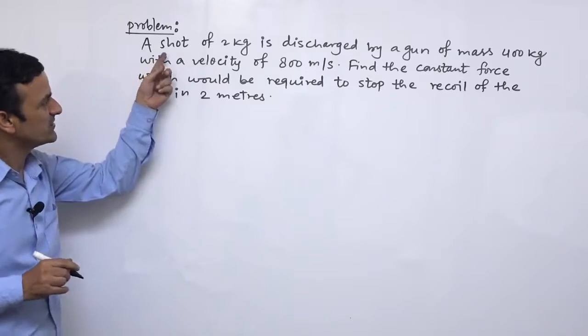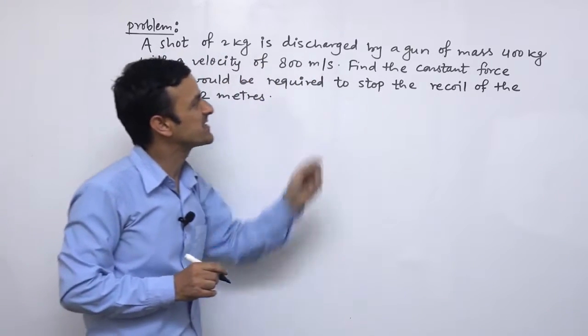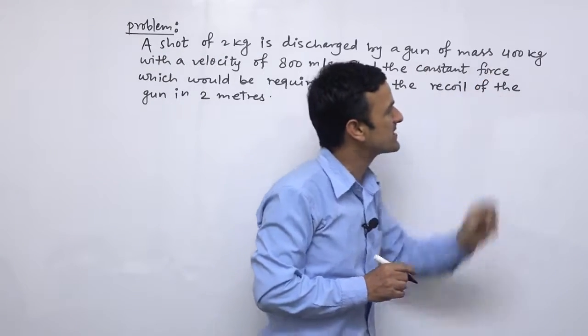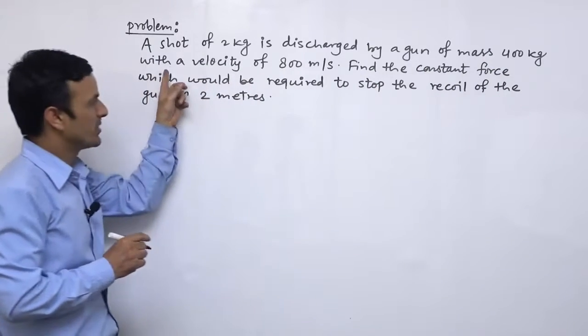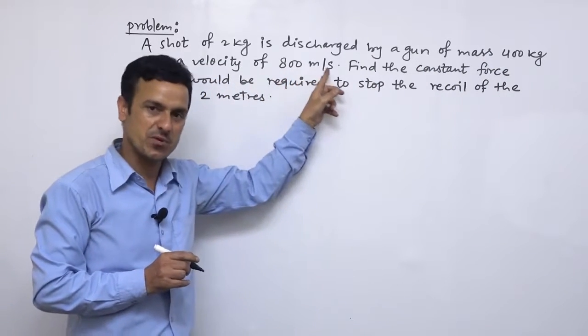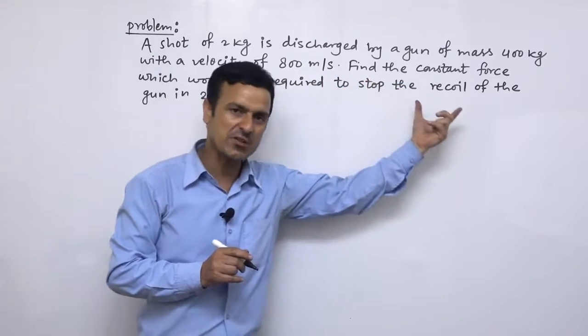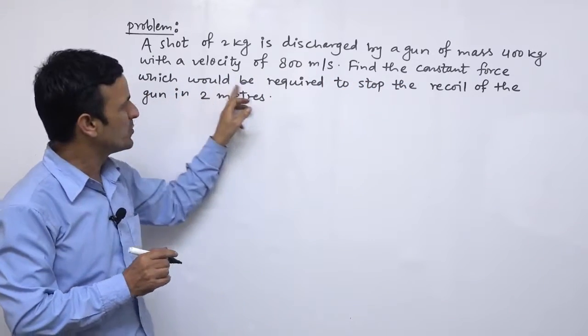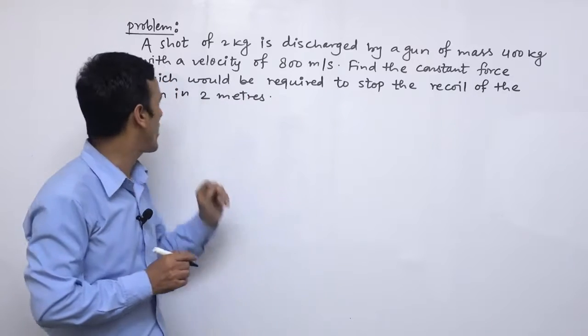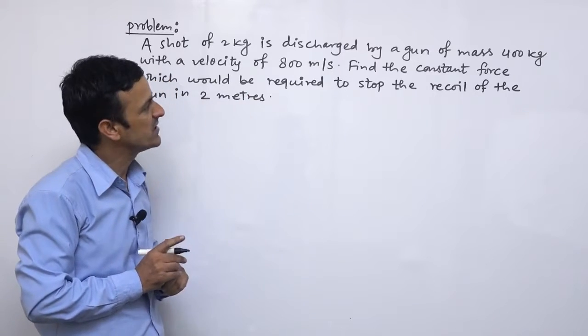Now we have this question: a shot of 2 kg is discharged by a gun of mass 400 kg with a velocity of 800 meter per second. Find the constant force which would be required to stop the recoil of the gun in 2 meters.